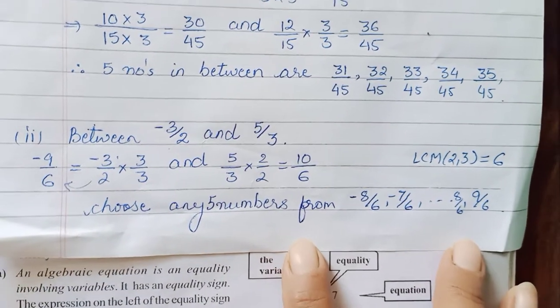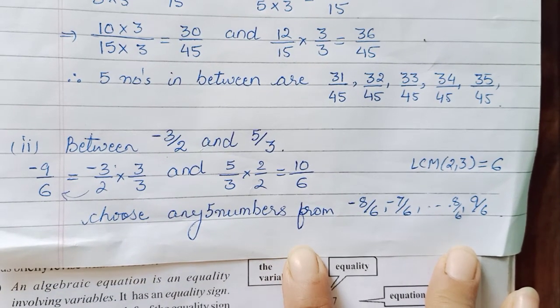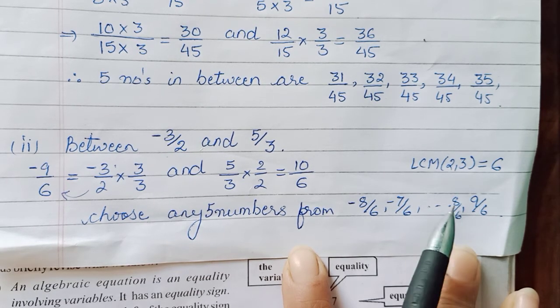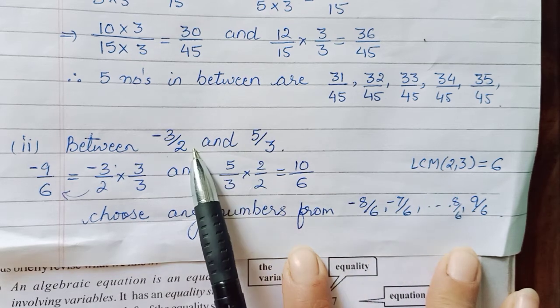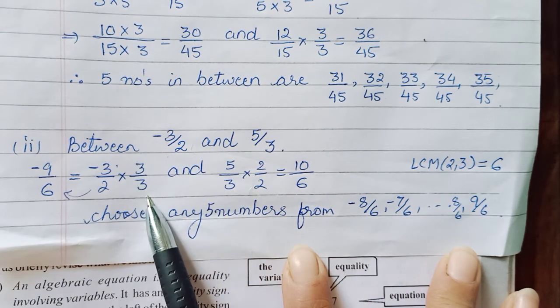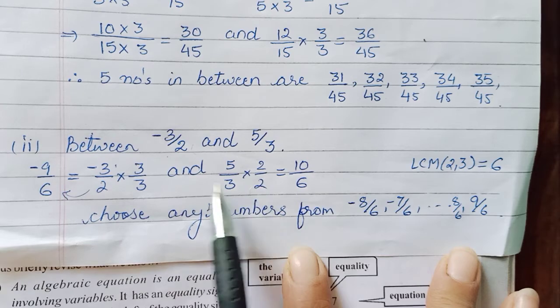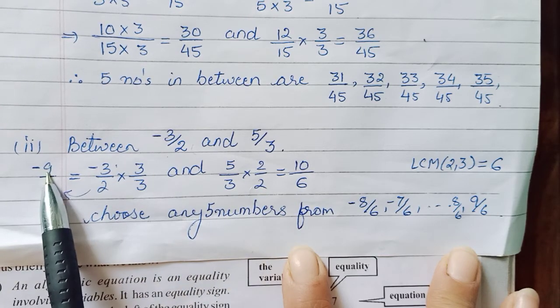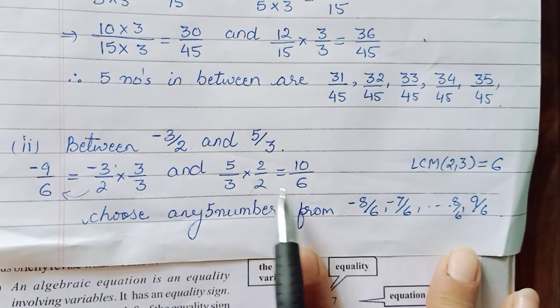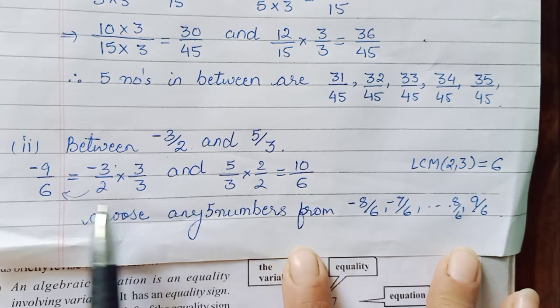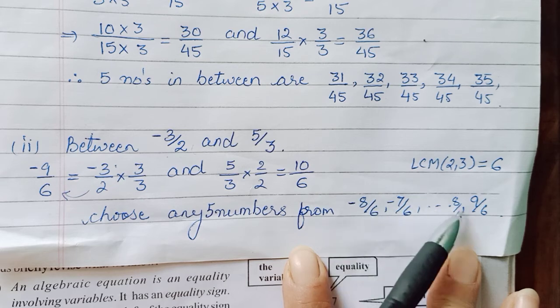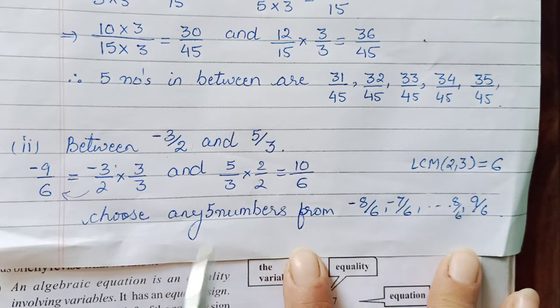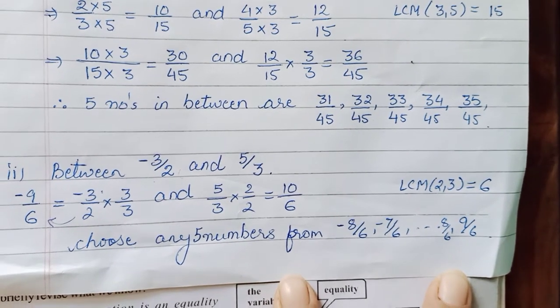Now the next example was between minus 3 by 2 and 5 by 3. Again the LCM of 2 and 3 is 6. So we multiply this in numerator and denominator by 3 each and this one by 2 each. This becomes minus 3 into 3, minus 9 upon 6. This becomes 10 upon 6. Now from minus 9 to 10 you have so many numbers, minus 8, minus 7, and so forth till 8, 9. There are lots of numbers. You can choose any 5 and give the answer. Again your answers can vary.